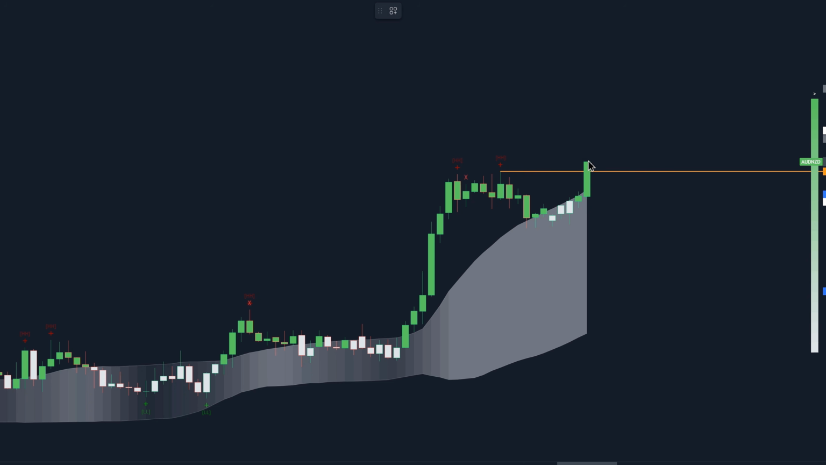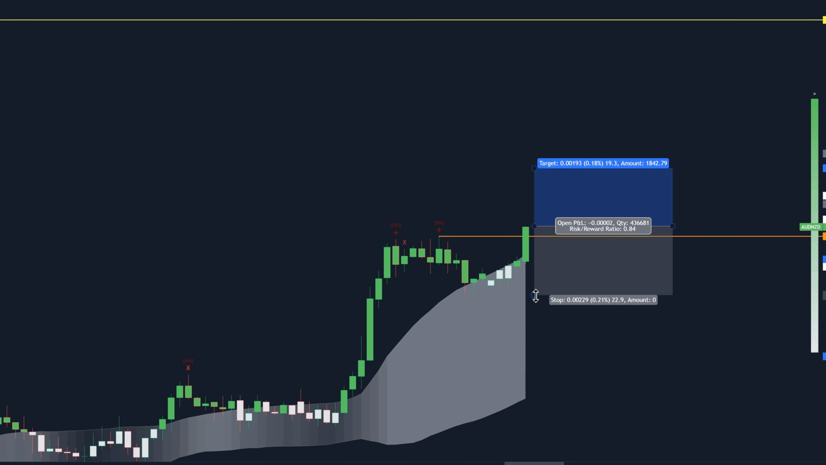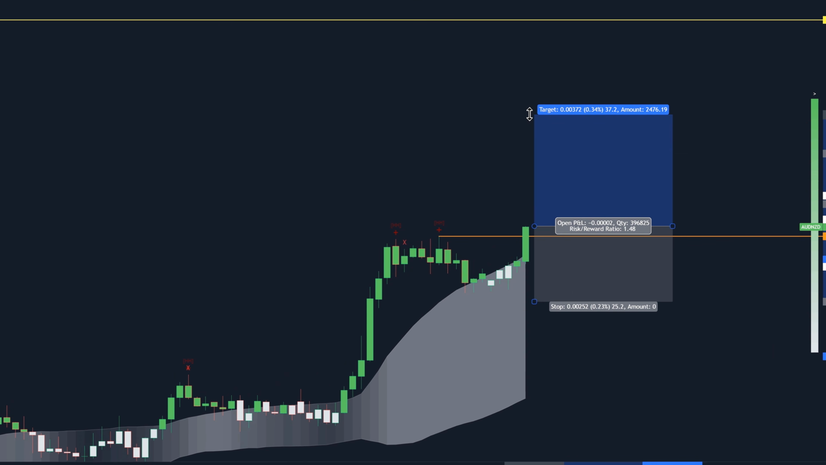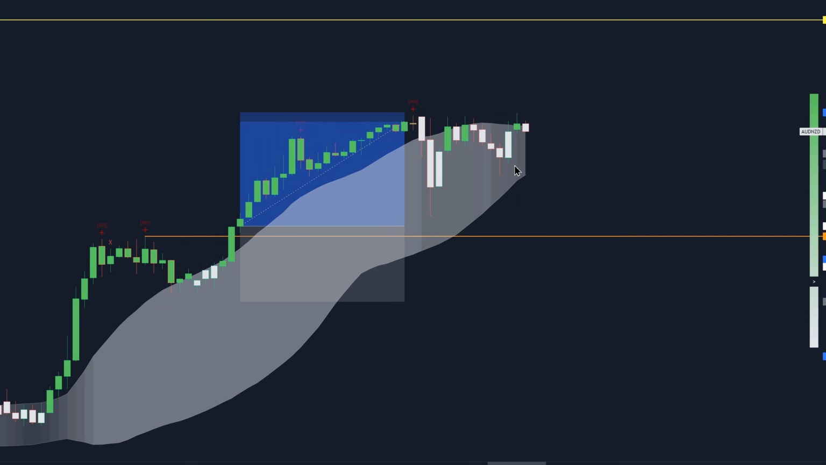The stop loss is going to go right under the most recent swing low. For the take profit, it's going to be at 1.5 times the risk. If we let the trade run, we can see that it was profitable.